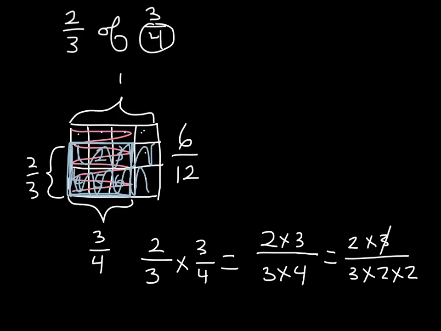I can see that I have a 3 on the top, a 3 on the bottom, I have a 2 on the top. I can only cross 1 two off of the bottom because I only had 1 two on the top. I'm left with nothing on the top, and of course I can't leave it with nothing, so I'm just going to put a 1 times 2 times 3, and then on the bottom I have a 2. So I can see that 6/12, of course, is the same as 1/2.